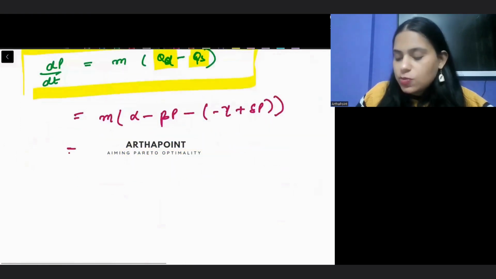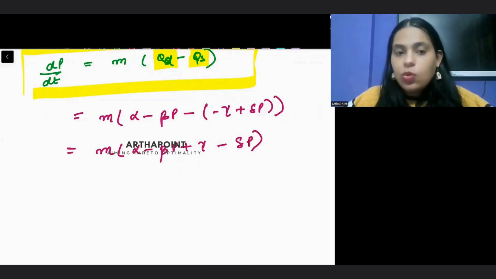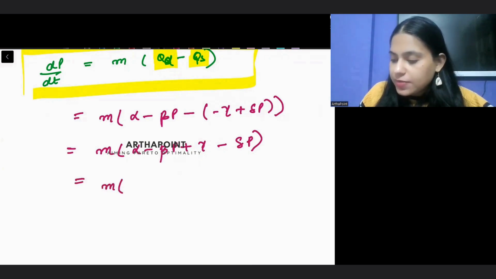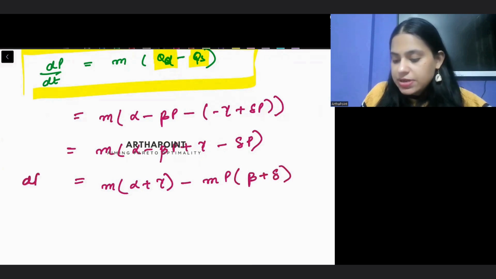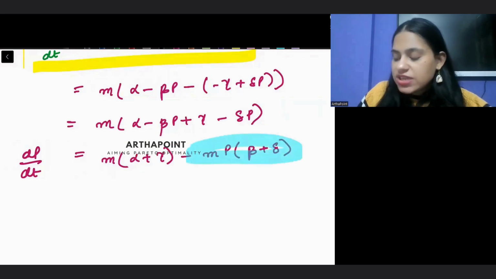Just open this up. So you will get m alpha minus beta p plus gamma plus, sorry, minus delta p, right? What you can go ahead and do now is you can take the price common and the constant side common. So this will give you m alpha plus gamma minus m p beta plus delta, and this will be dp by dt, right? And now what you can go ahead and do is you can just take this side here.